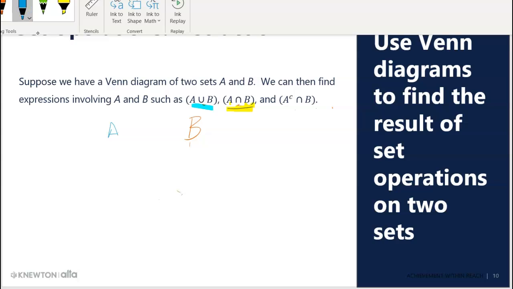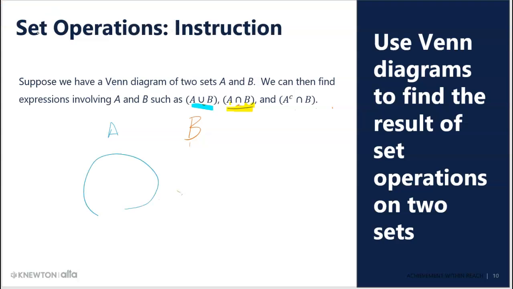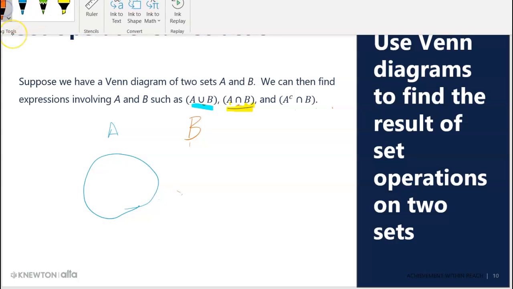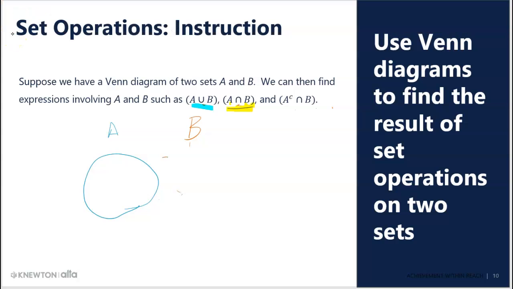I have circle A here. Circle B, it's not as pretty as my first one was, is here. I need to overlap them. B is in red. Now I want A complement intersect B. Well, A complement is everything outside of A.